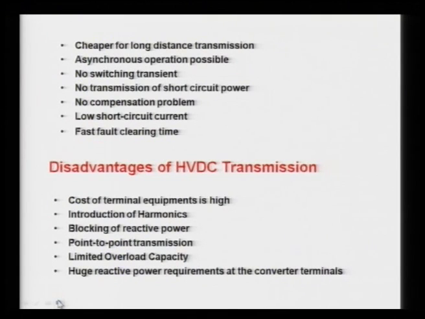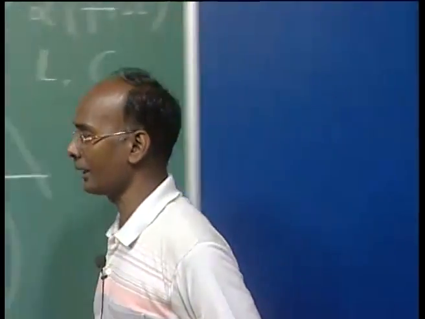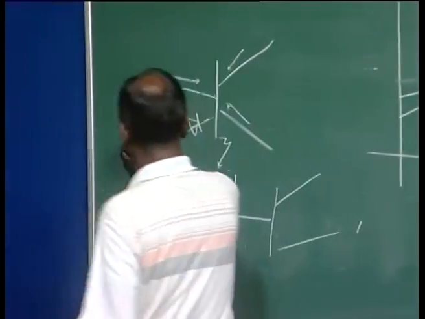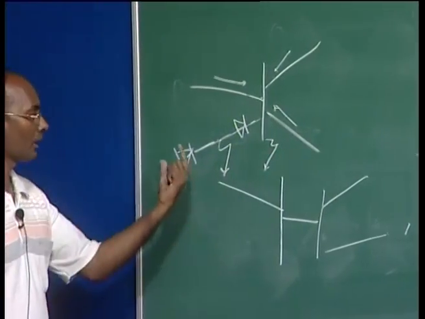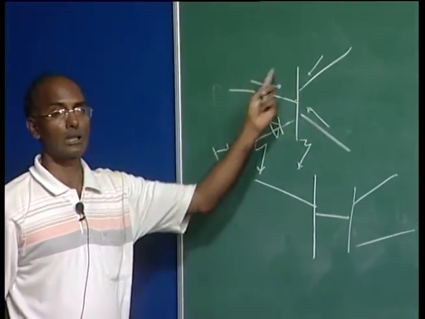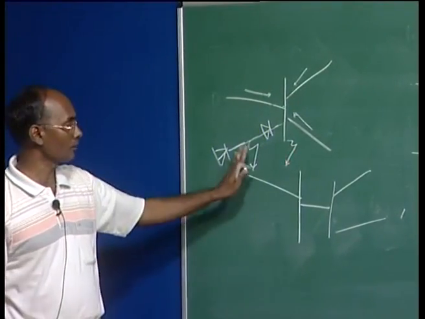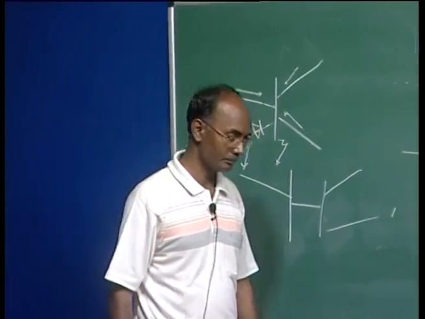Another advantage is the fast fault clearing time. These are very fast switching devices. We can control them very effectively and efficiently, so that we can maintain the stability of the system by controlling these switches appropriately. That is why fast clearing can be done. If the fault occurs in this line, let us suppose this is a DC line here, we can control these two switches so that this fault cannot propagate into the AC system, and very fast the fault can be cleared.